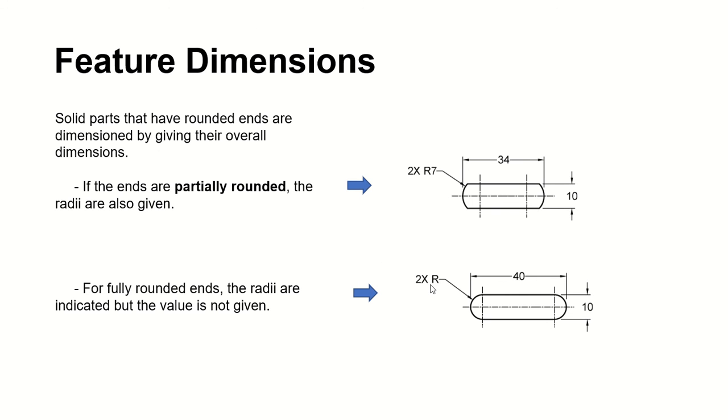And here you do not put the value of the radius, because it is fully rounded. So for fully rounded ends like that, you're not going to put the value for their radii. In this case, I have two fully rounded ends, so therefore I have a 2 times r. Here, two partially rounded ends, I'm going to put my radii, and each one of them has a radius of 7.